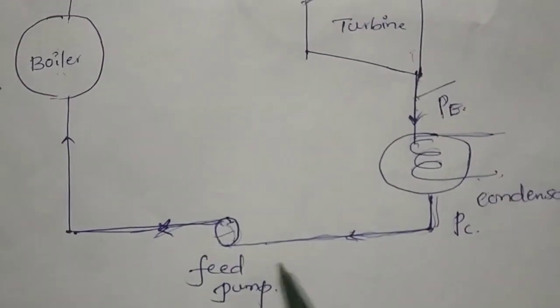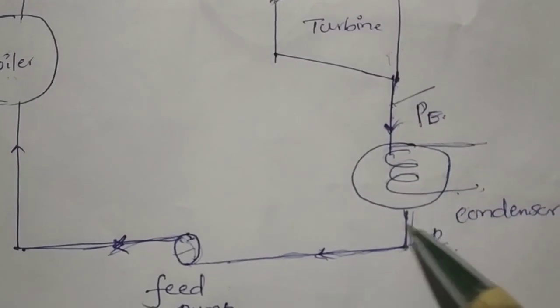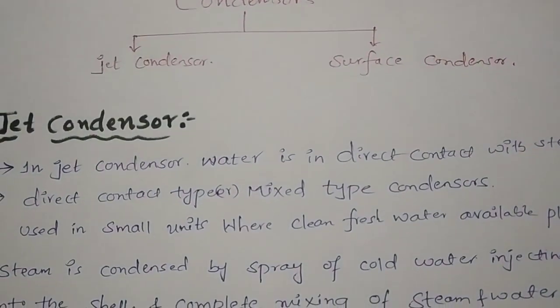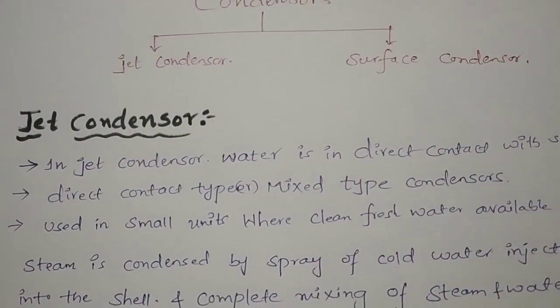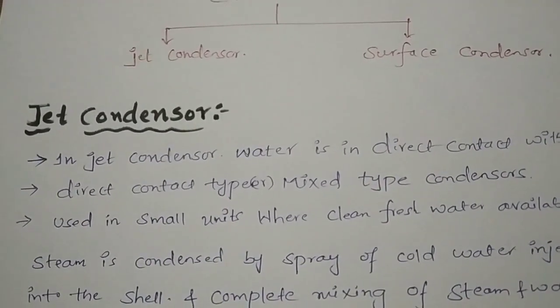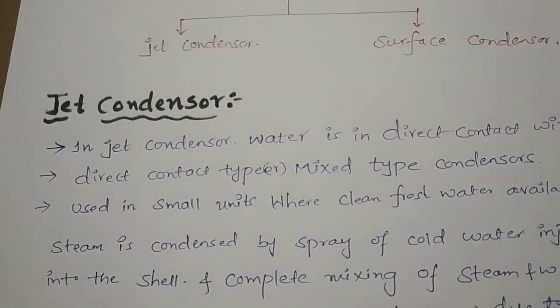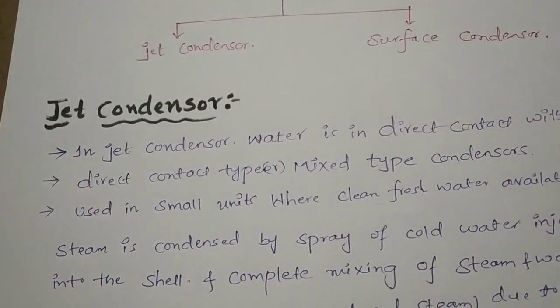This is the complete layout, and today we are studying only this particular part, which is called a condenser. Okay, this condenser is classified into two types. One is the jet condenser, another one is the surface condenser. And what is meant by a jet condenser, how a jet condenser works and where we use it, we will learn in this lecture.